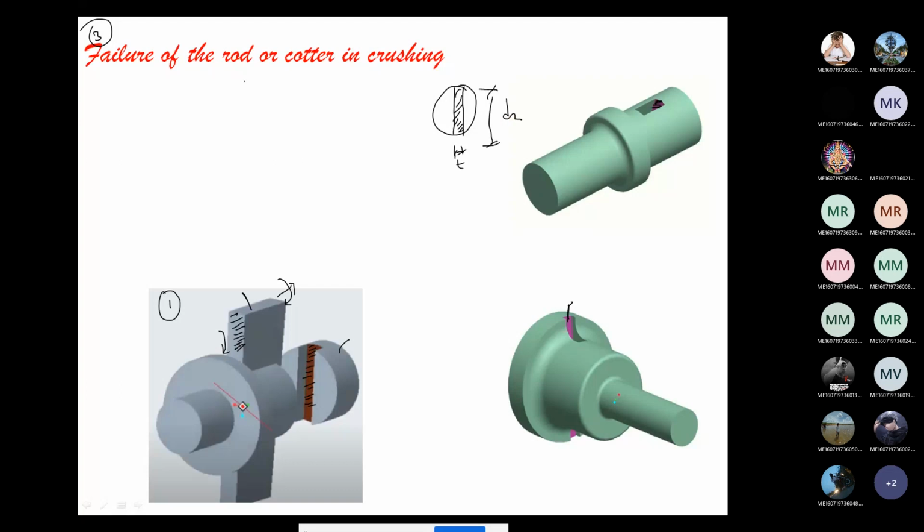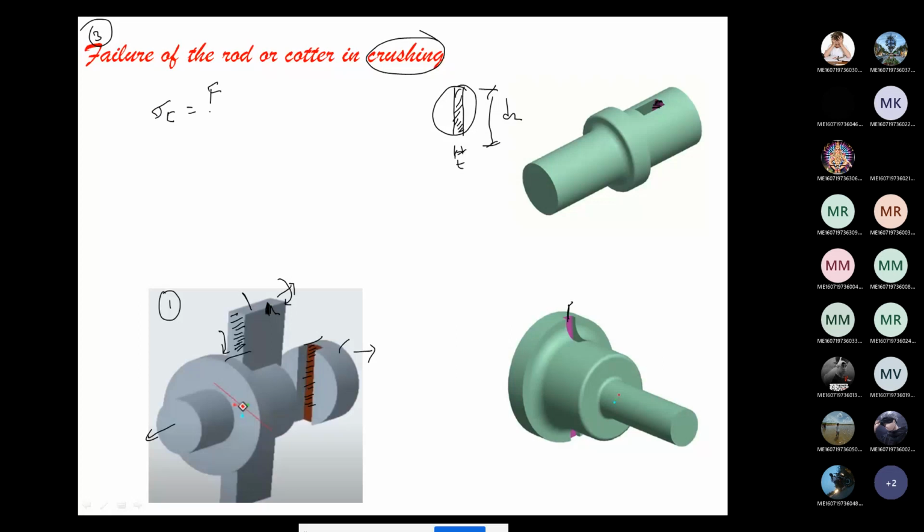Now, the title is crushing failure. Why is it happening? Because when it is pulling outside, the cotter is going to hit this surface and hit this surface. Because of that hitting, the inside surfaces are subjected to crushing. So crushing stress is induced.